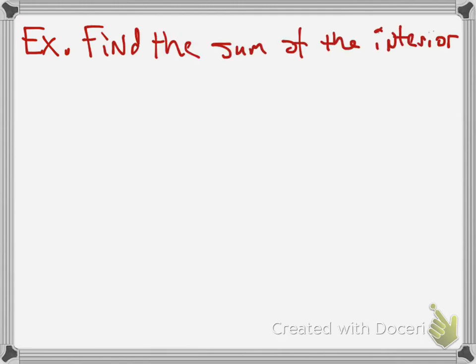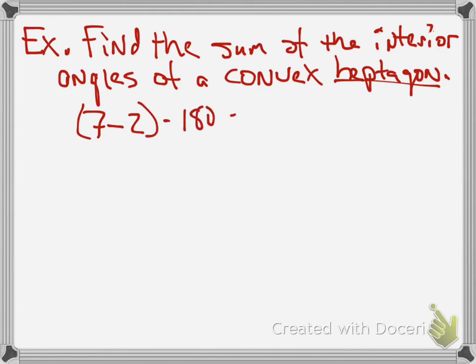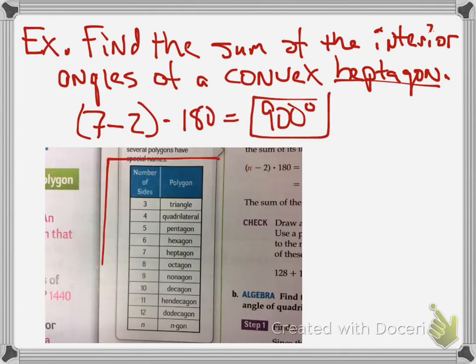So where is that important? Let's find the sum of the interior angles of a convex heptagon. Here you would have to know that a heptagon is 7 sides, and then you would say 7 minus 2 is 5, and 5 times 180 gives me 900.